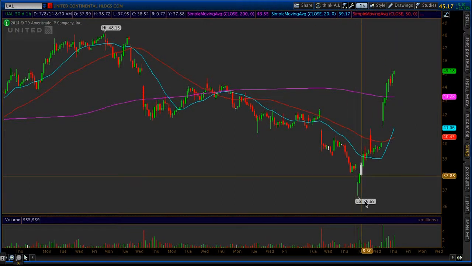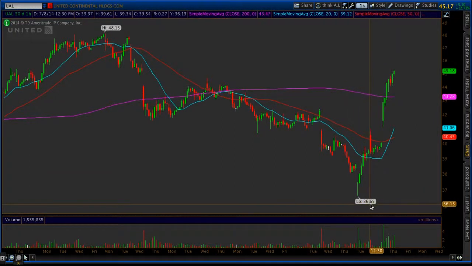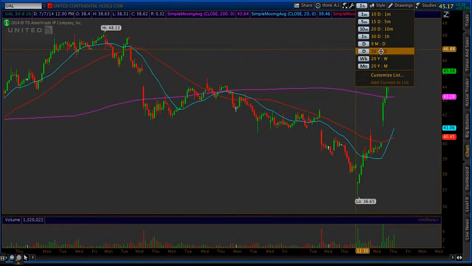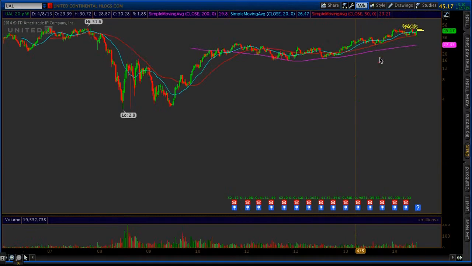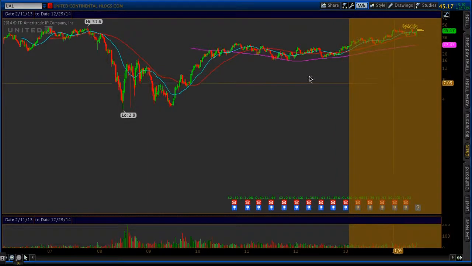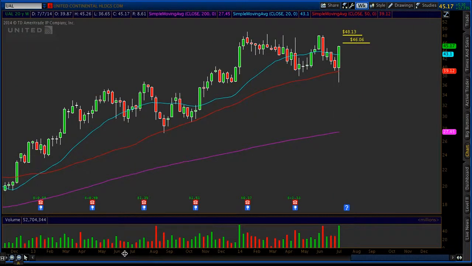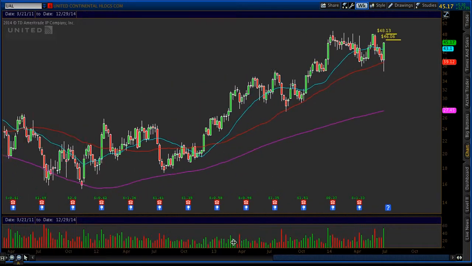All right, next up, why did this bounce at 36.65? I actually wish I had run across this one. I would have loved to have picked it up here, and I'm going to explain why. If you look at the weekly time frame, all right. So again, this is the weekly chart.